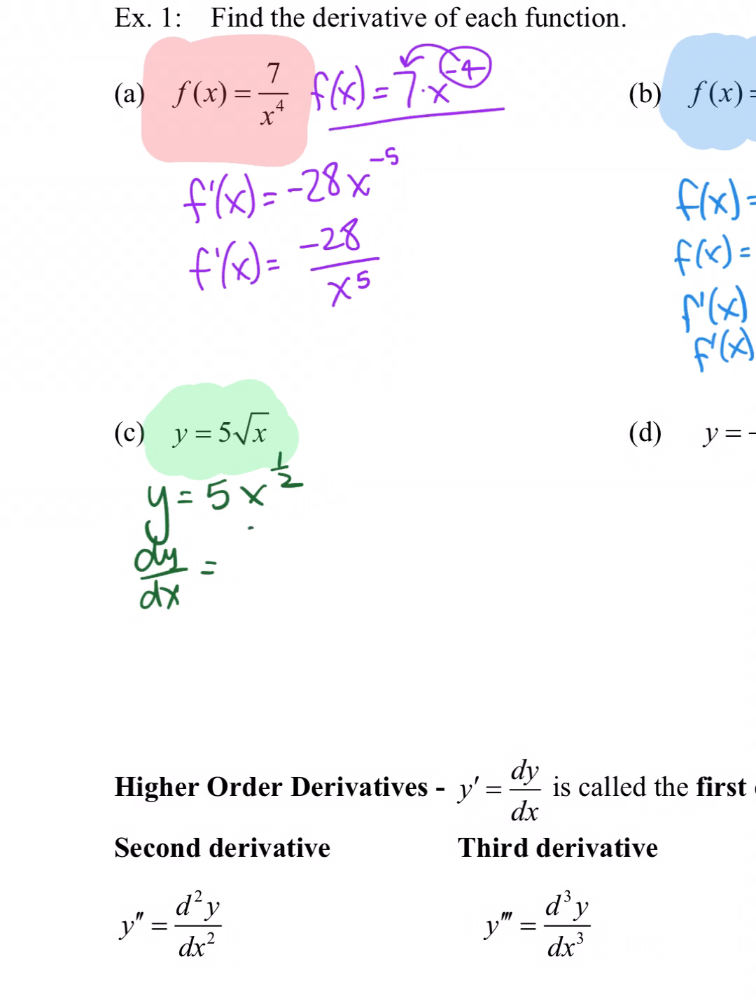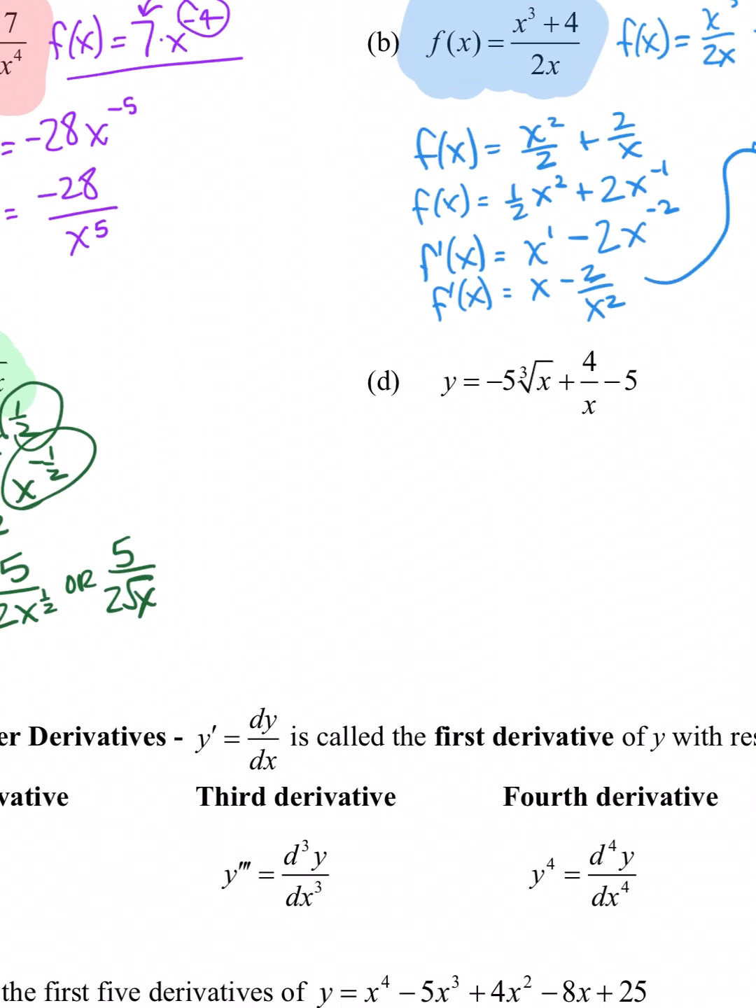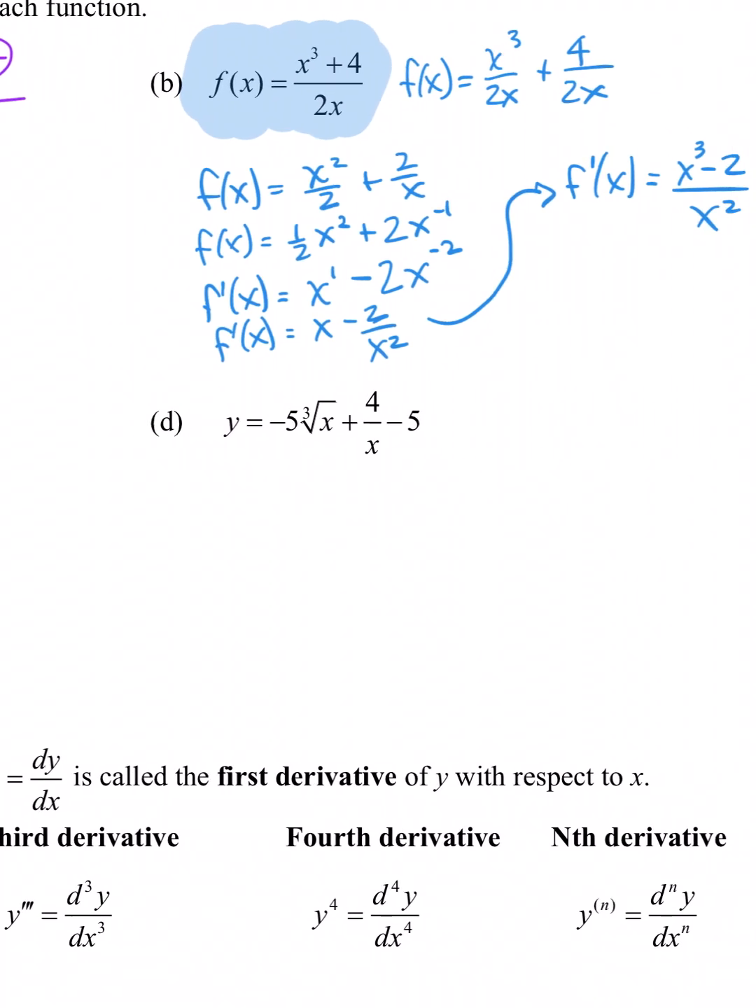5 times 1/2 is 5/2. Subtracting 1 from that exponent gives me negative 1/2. And now I just need to clean this up. So I'm going to have 5 over 2, and when I move this into the denominator, I will have this. You also have the option, if you'd like, to write it as the square root of x in the denominator, if that's what you prefer. All right, so let's move this over and try this last problem.